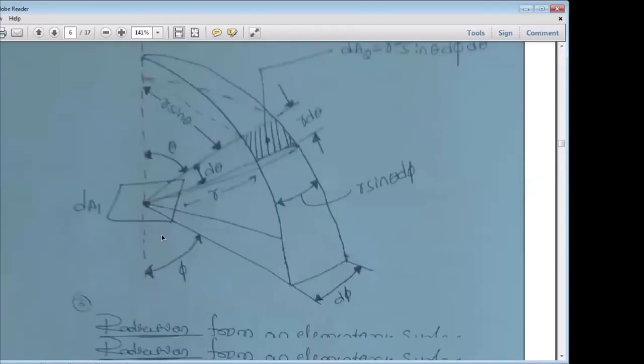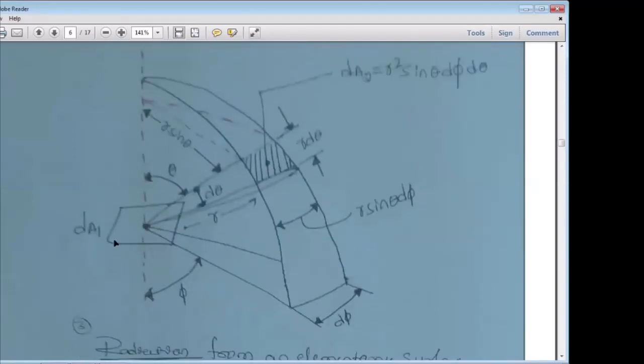Remember that this is dA1, a black body which is radiating energy, and whatever is radiated from the black body dA1 is intercepted or collected by this element on the hemispherical surface. You have to remember that. But what we need to show are the relations between the intensity of radiation and what is called the emissive power.